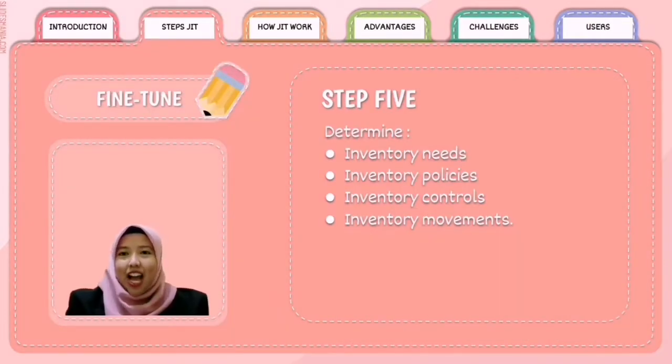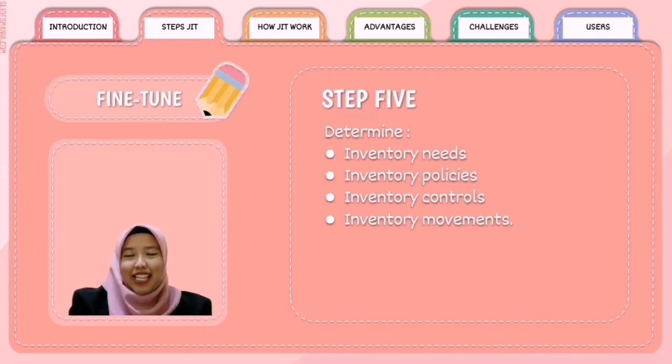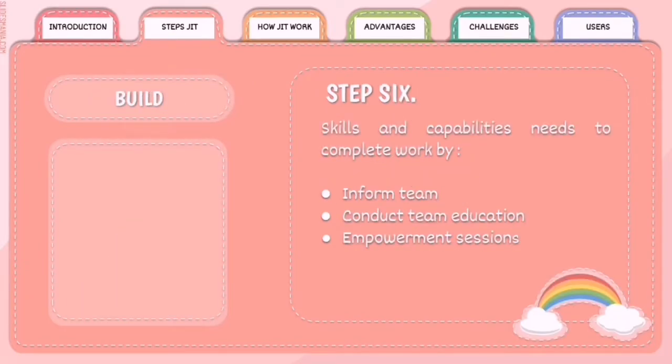Thank you, Nisa. I will continue with the next steps. In step number 5, which is fine-tune. Fine-tune in JIT means they need to focus on the inventory needs and review the inventory policy and control. They also need to focus on the inventory movement in order to increase the inventory efficiency.